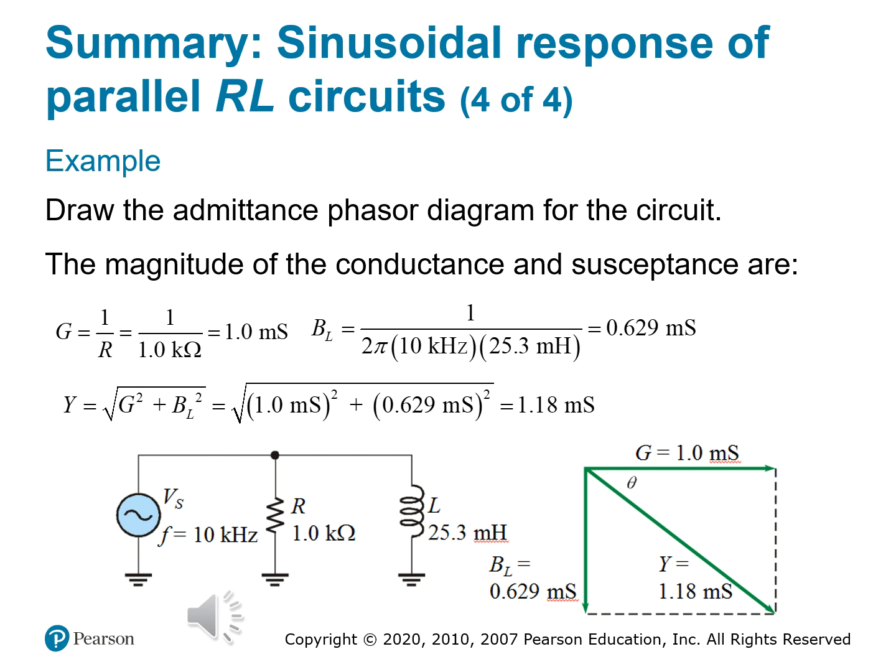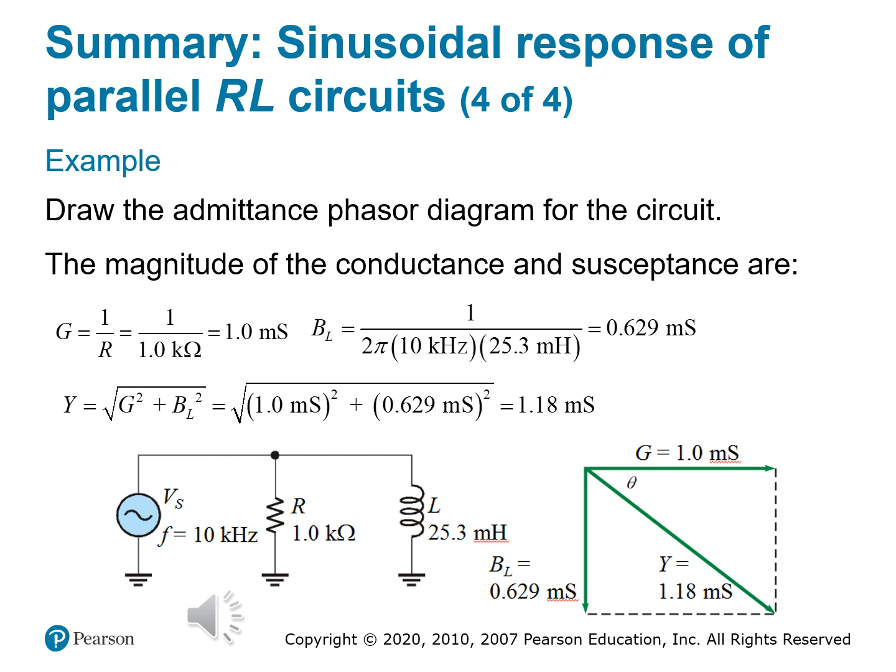And finally, step 3, you calculate Y. So now you want to find the magnitude of that total admittance. Y is equal to the square root of, again, G squared plus B sub L squared, and then all that square rooted, right? And so if you plug in the numbers according to the slide, you have 1 squared plus 0.629 squared. You square root it, and you end up with approximately 1.18 millisiemens. That's your diagonal, the vector sum of the conductance and the susceptance.